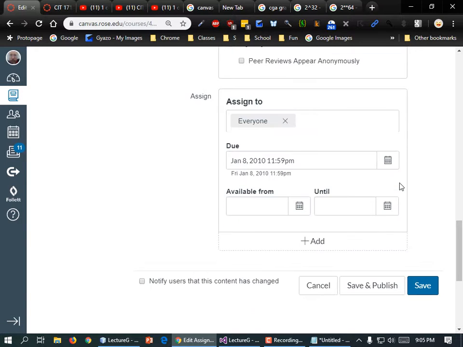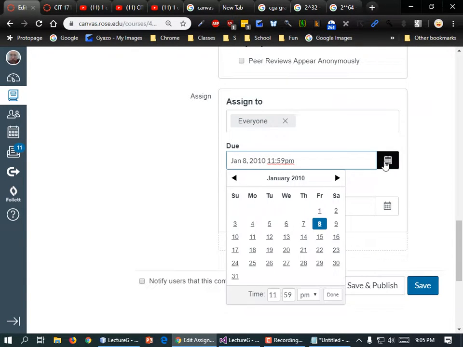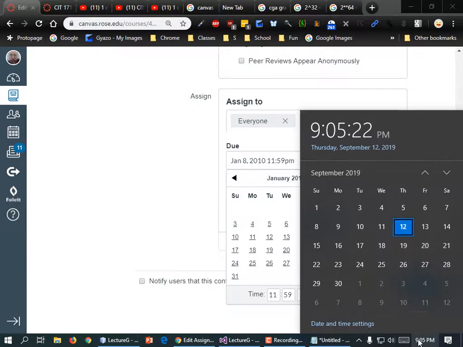Why is it defaulting to January 2010? That's not helpful.